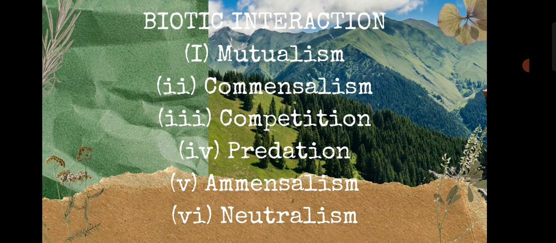Now coming to the next type, that is amensalism. It is a type of relationship in which one organism is unaffected while another organism is negatively impacted. For example, the shading effect of tall trees on smaller plants. Now coming to the next one, that is neutralism.